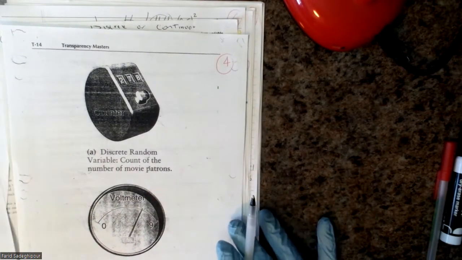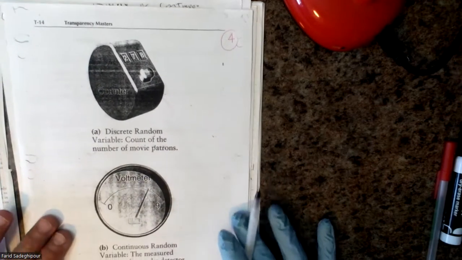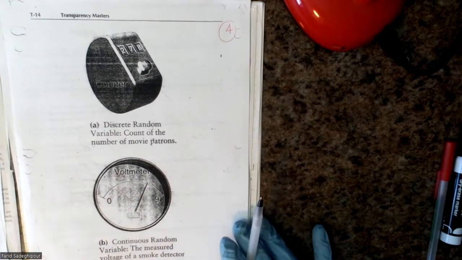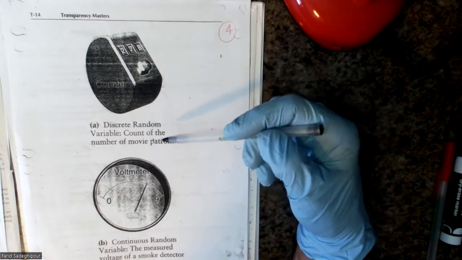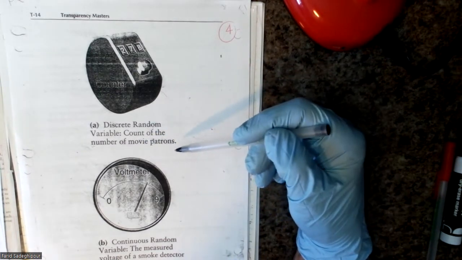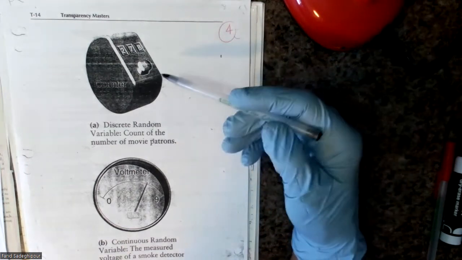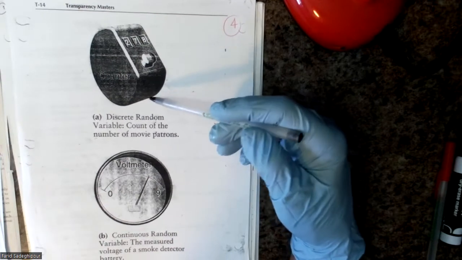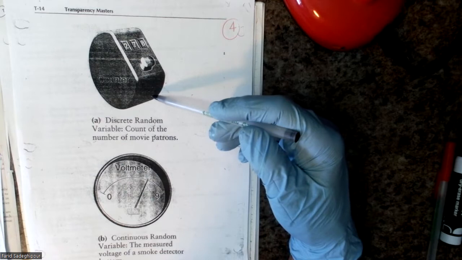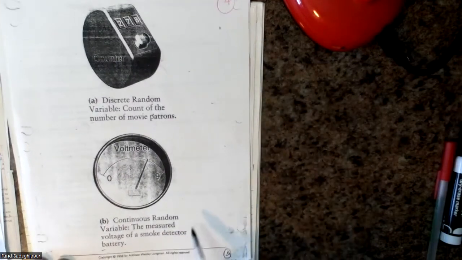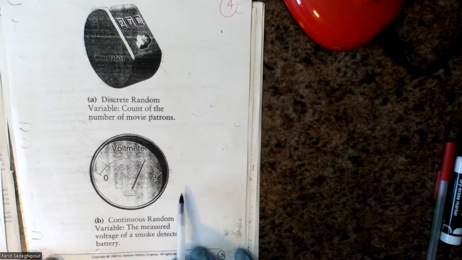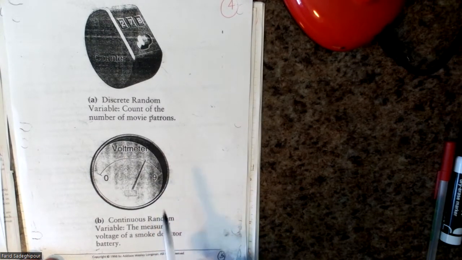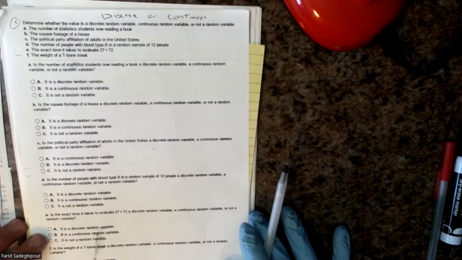First we want to find the difference between discrete and continuous variables. Discrete is countable, like in this example, the count of the number of movie patrons. Movie patrons are countable. As people walk into the movie theater, they start counting the numbers. It cannot be a decimal number. It has to be a whole number because you are talking about people. A continuous random variable could be like a voltmeter reading, because it could also take decimals, like the voltage of a smoke detector.